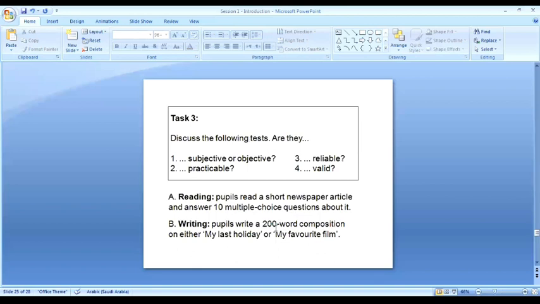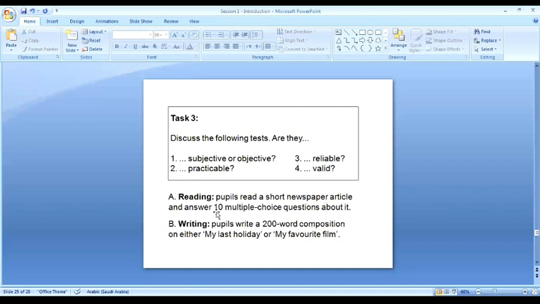Task 3. Discuss the following tests. Are they subjective or objective? And then are they practicable, reliable, or valid? A, reading. Pupils read a short newspaper article and answer 10 multiple choice questions about it. What do you think of this test? Is it subjective or objective? They read the article and then answer 10 multiple choice questions. Is it valid? Is it reliable?